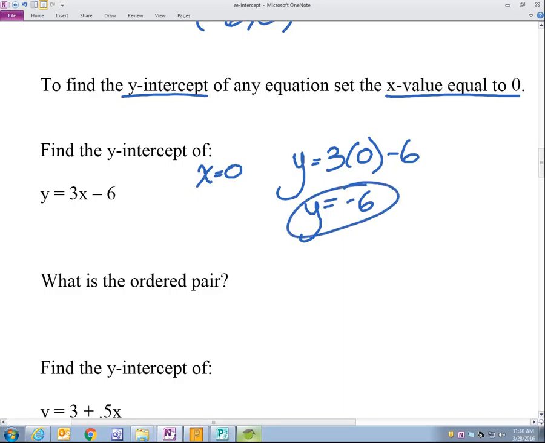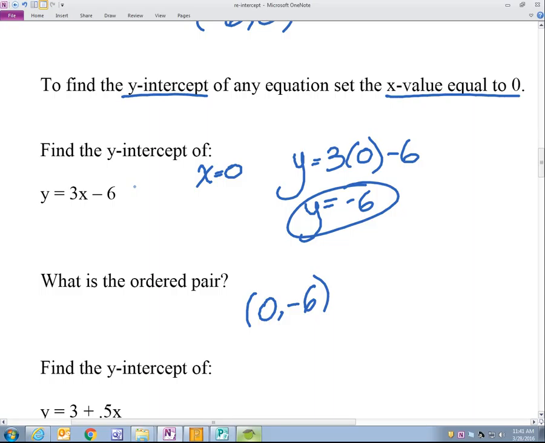And my ordered pair for that one is going to be 0, negative 6. This one here is exactly the same as the first example we did, by the way: the equation y equals 3x minus 6. Before we were finding the x-intercept, now we're finding the y-intercept.